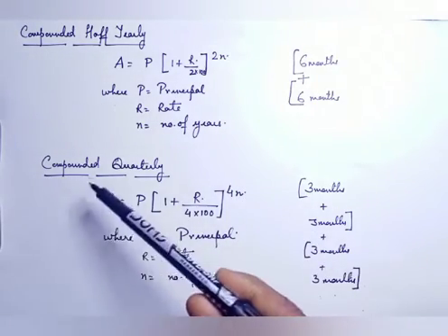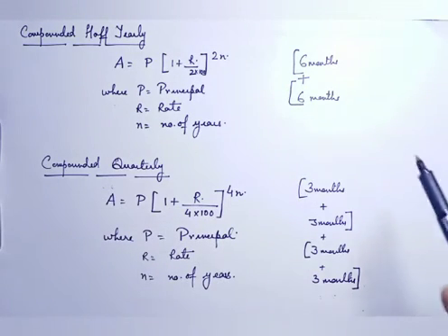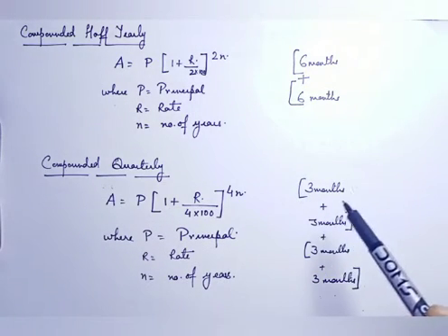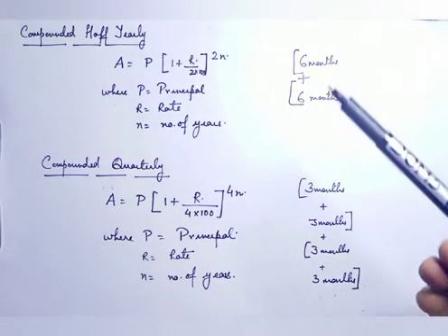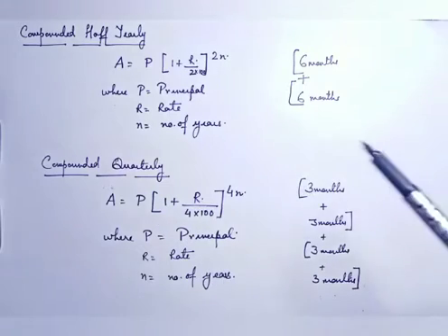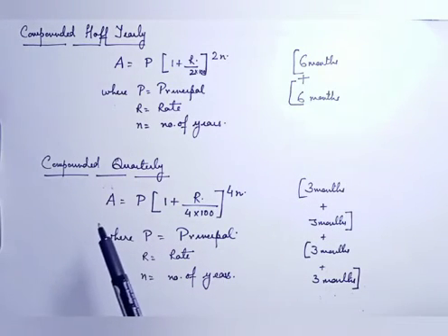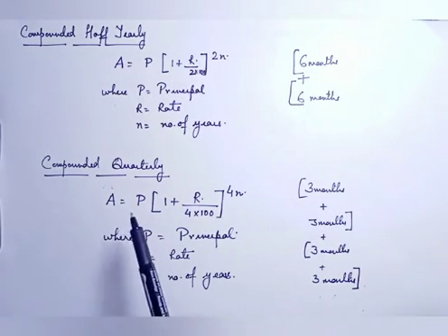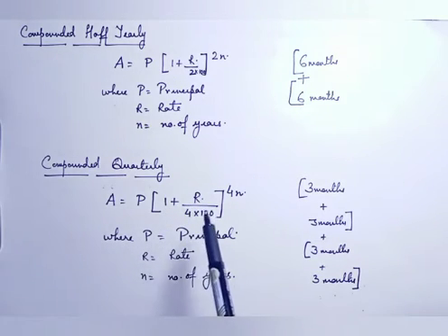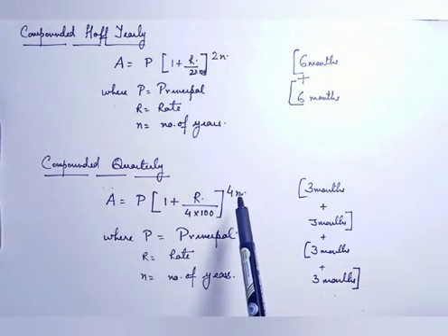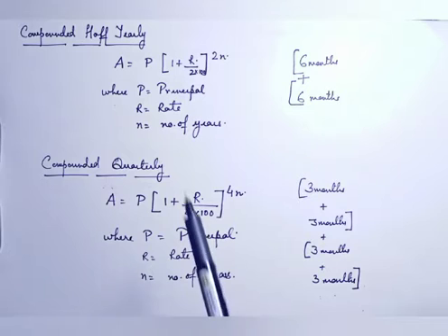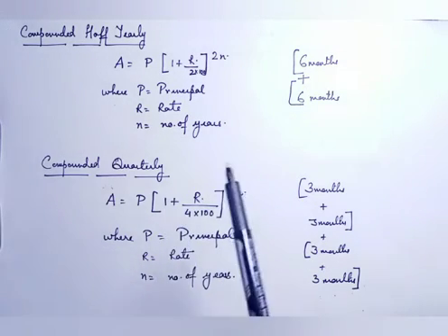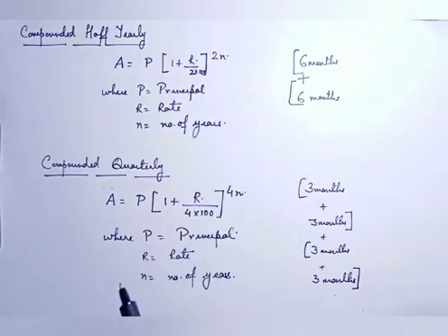And the last case is compounded quarterly, meaning 3 months. In a year, 3 months, 3 months, 3 months, 3 months. Half yearly means 6 months plus 6 months, so quarterly means 3 months. The formula that we are going to use is A is equal to P into 1 plus R upon 4 into 100 to the whole power 4n, where P is the principal, R is the rate, and n is equal to the number of years. Now let us see a few examples to make your concept more clear.